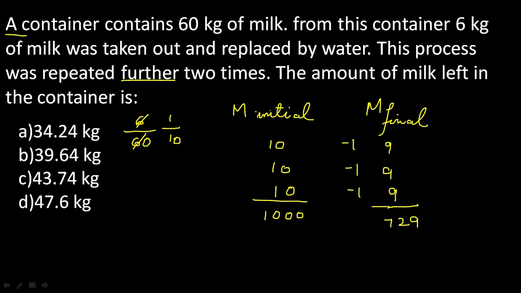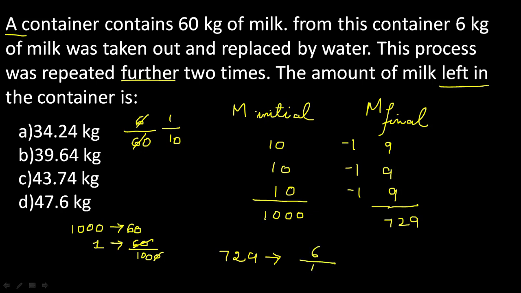Now the question they asked, amount of milk left, amount of milk left in the container. So this 1000 units is nothing but 60 kg of milk. Then 1 unit will be 60 by 1000, so we'll be getting 6 by 100. What we have to know is the amount of milk left. So finally how much milk is there, 729. So 729 is nothing but 6 by 100 into 729.